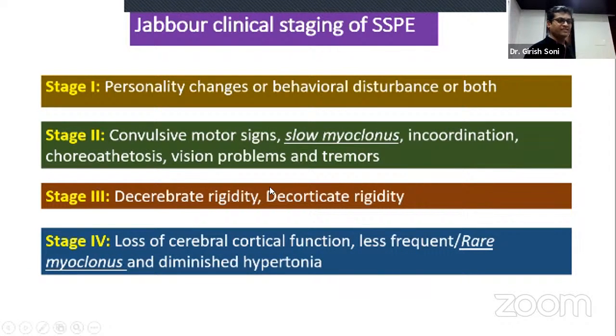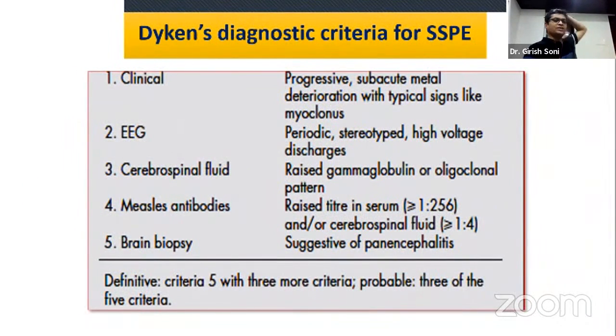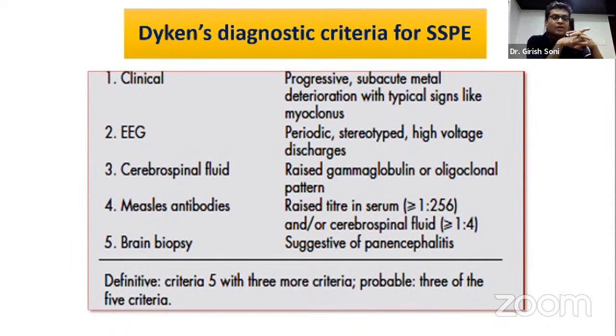And in stage 3, they become almost decerebrate or decorticate. And in stage 4, the cortical functions disappear and myoclonus also disappears, the end stage. This staging is called Jabbour staging. And there is one diagnostic criteria, Dyken's diagnostic criteria, which is important for viva purposes as well as exam purposes. Out of 5 criteria, 3 criteria should be present: clinical, EEG, CSF, presence of measles antibodies, and definitive brain biopsy.